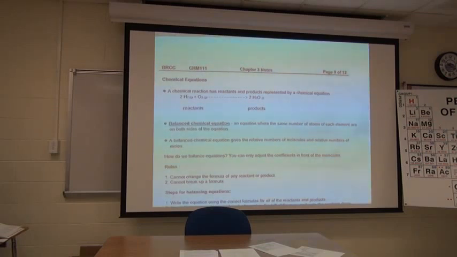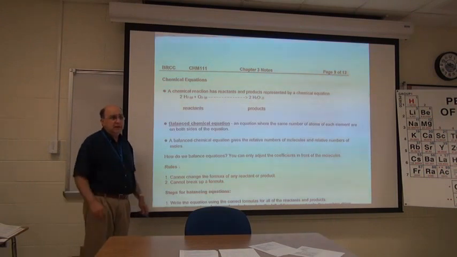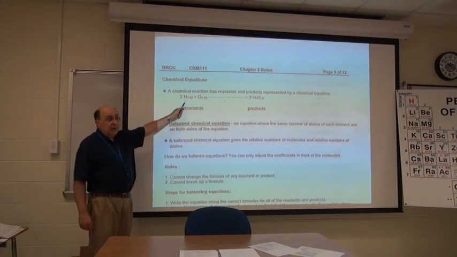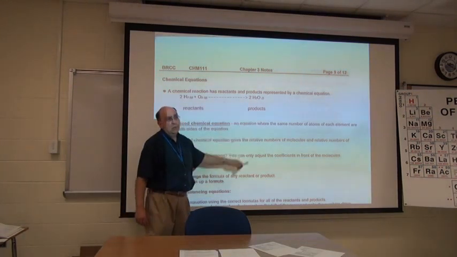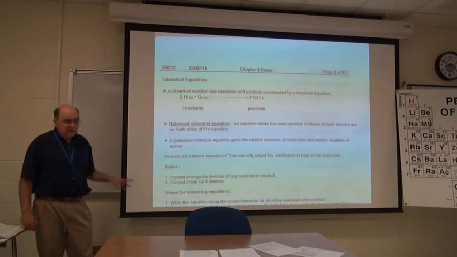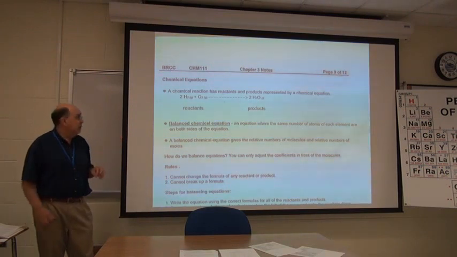Okay, chemical reactions. This is very important. Some people don't get this yet. So I'm telling you, reactants are on the left, products are on the right. Reactants on the left, products on the right. If it is balanced, you have to have the same number of atoms of each thing on either side. Okay? Same number. How do you do that?